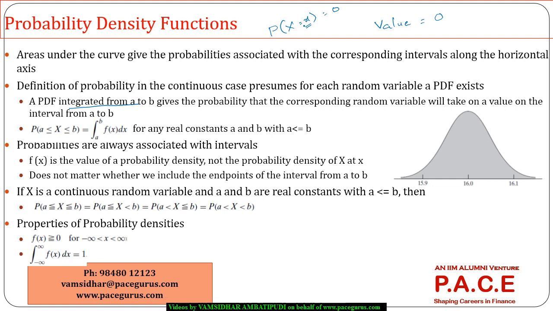So we always talk about the probability associated with an interval when we are working with continuous random variables. So we have a probability density function. We are integrating it from a to b, and whatever value we get is the probability corresponding to that random variable within the interval a to b. So that is how we typically work when computing the probabilities associated with continuous variables.